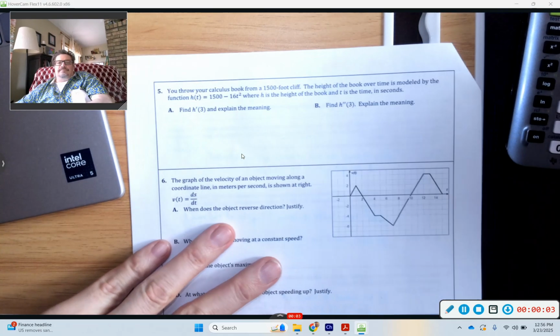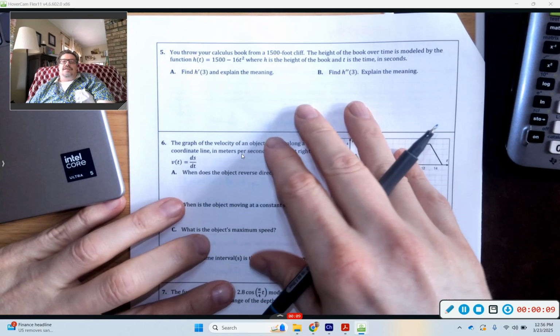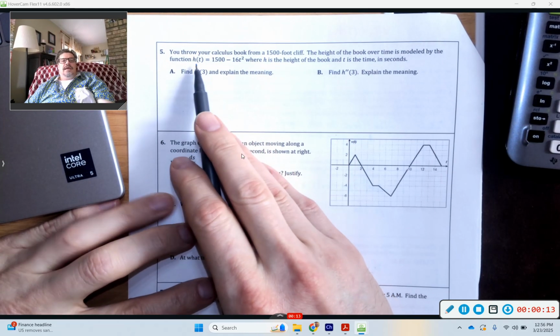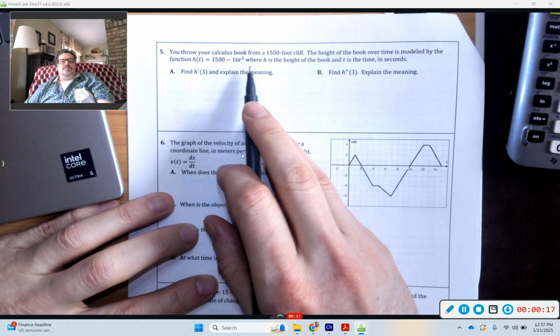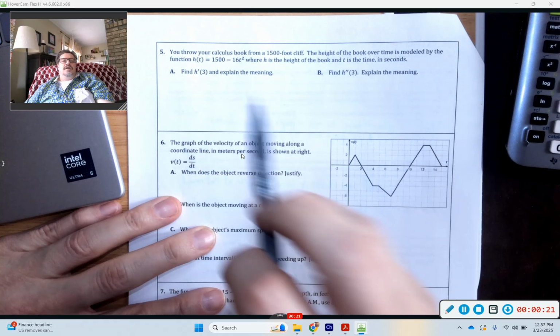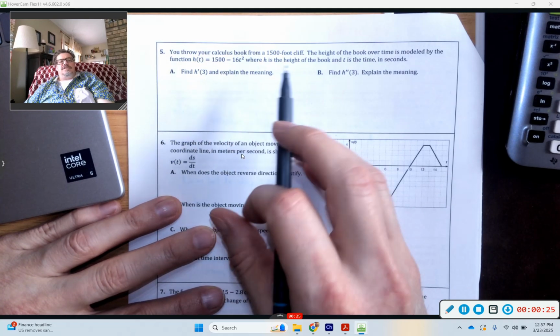Number 5. You throw your calculus book from a 1,500-foot cliff. Sounds like a lot of fun. The height of the book over time is modeled by this function here, okay? It's h of t, and we've got 1,500 minus 16t squared, where h is the height of the book, and t is the time in seconds. Fine. Find h prime of 3 and explain the meaning.